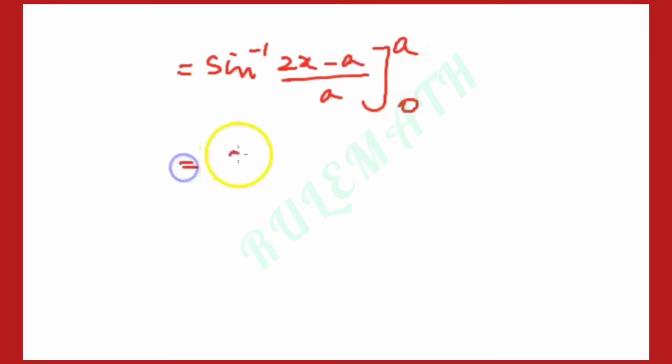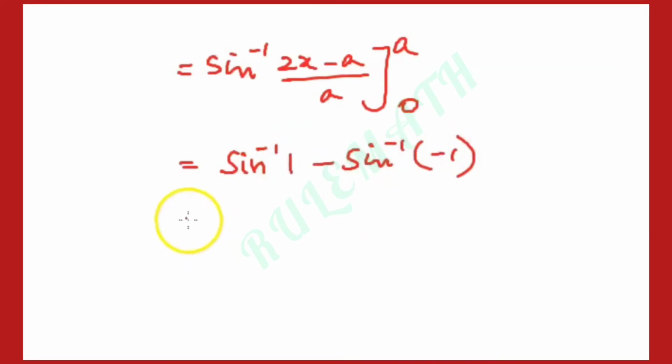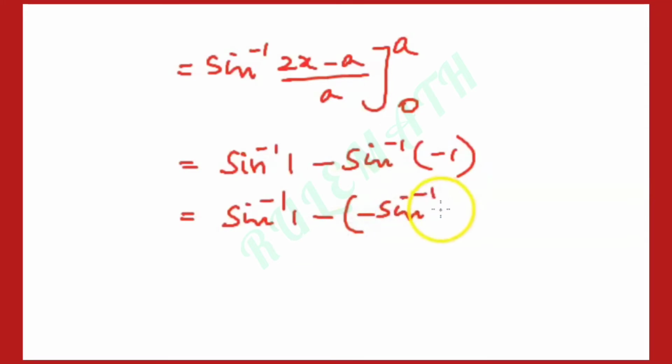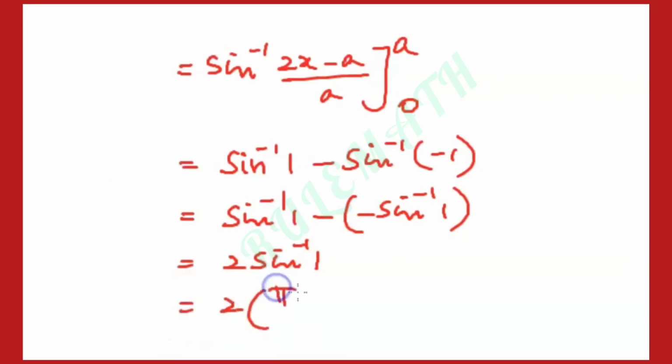So let us apply the limits now. Sine inverse 2a minus a by a will give you 1 minus the lower limit. Sine inverse 0 minus a by a will give you minus 1. Okay, so sine inverse 1 minus of minus sine inverse 1. Okay, so now we get 2 sine inverse 1. What is sine inverse 1? Pi by 2. Yes, so it is 2 into pi by 2 and the final answer is pi for this sum.